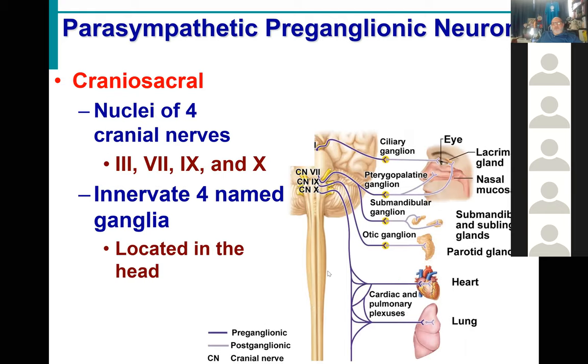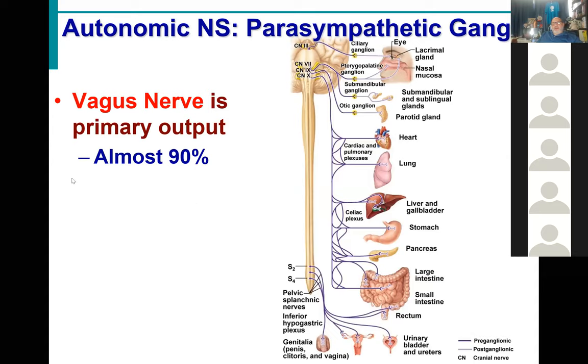Notice here's that great picture showing these pathways as well. So notice again, ciliary, cranial nerve 3, goes to the smooth muscle of the eye. Pterygopalatine goes to the lacrimal gland and to the nasal cavity. Submandibular goes to some of our salivary glands, and the otic goes to the other. Here, we get a better view of that vagus output, 90% of our parasympathetic output, and all the things that it goes to. Heart, lungs, liver and gallbladder, stomach, pancreas, where's the spleen? Spleen should be in here, spleen. Small intestine, all of it, and the proximal part of the large intestine.